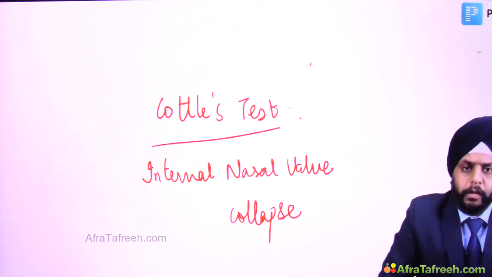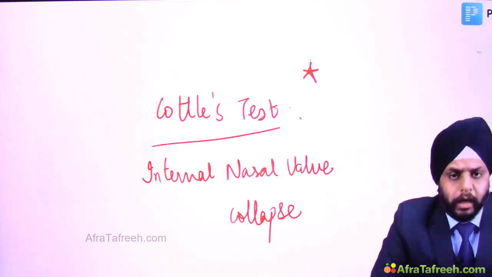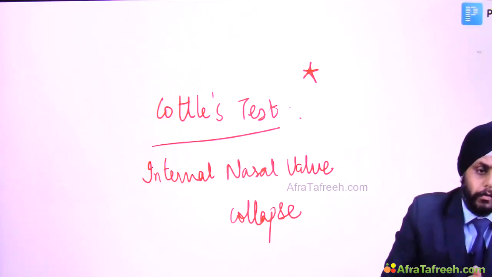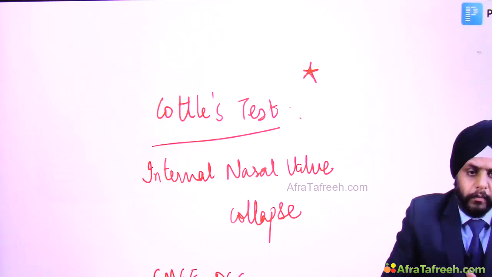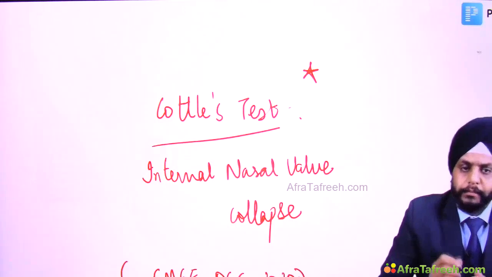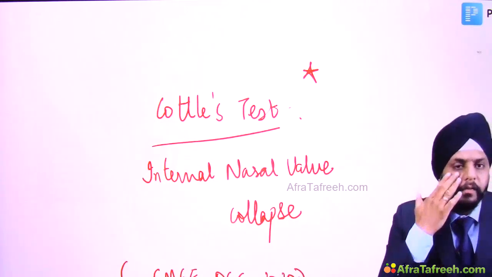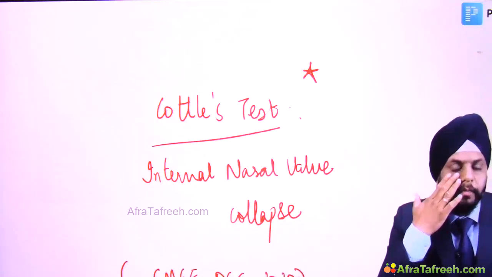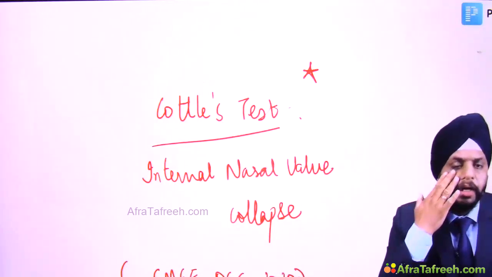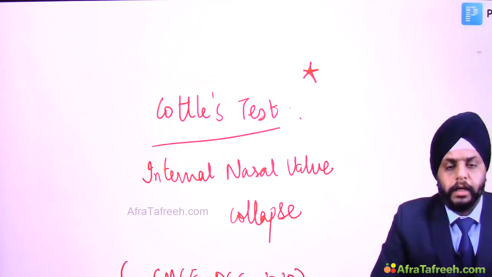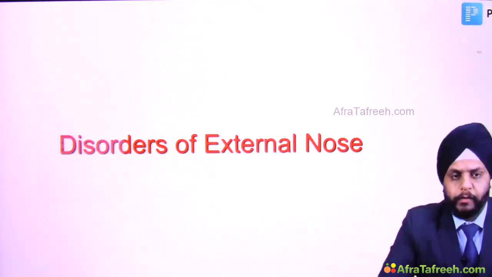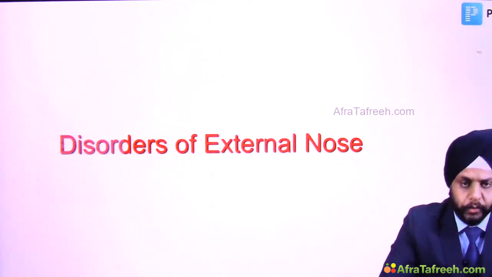Okay, so this is an important question that is asked in the exam. Recently, this question was asked in the FMG December 2020 exam. So just remember this image in your mind. You are putting your fingers on the cheek and pulling it out. That is known as the Cottle's test, used for checking the internal nasal valve collapse. Let us now discuss the next topic, that is the disorders of the external nose.